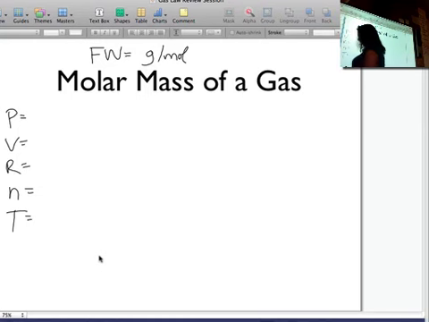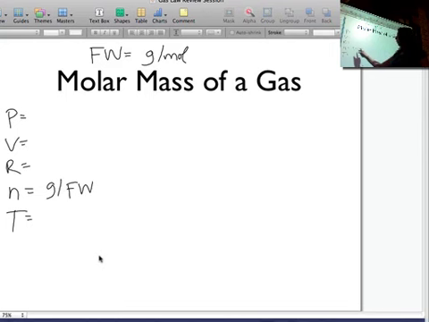Okay, I've got a problem here. It happens to be number 1 on the worksheet, 8.9. So I'm not going to write everything down from the question. I'm just going to write down the information I have. And I know that number of moles is also equal to grams over formula weight. So what I can do is rearrange PV equals nRT. I'm going to do it a couple steps. You guys can see it. I'm going to replace N with grams over formula weight.